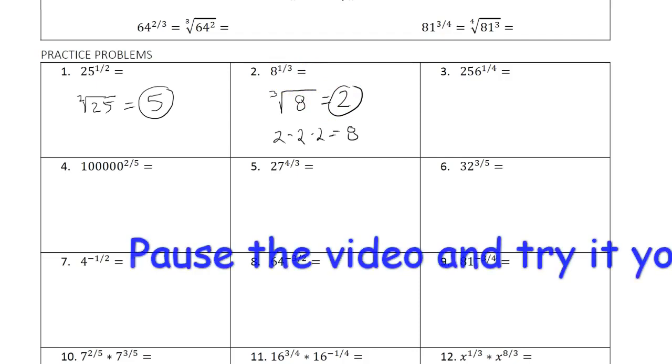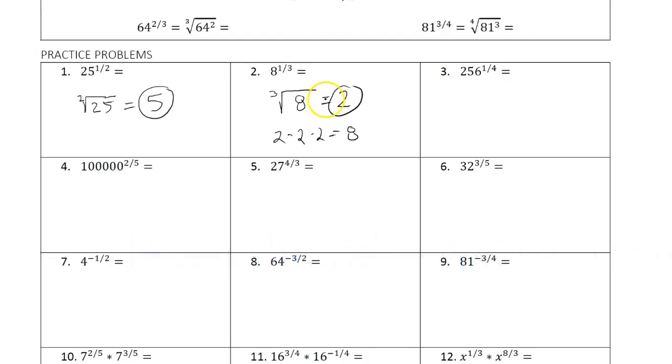Now pause the video and try number 3 yourself. Now that you have tried it, check your work. 256 to the 1/4 means the fourth root of 256. Find a number that multiplies by itself 4 times to make 256. That number is 4. The fourth root of 256 is 4.